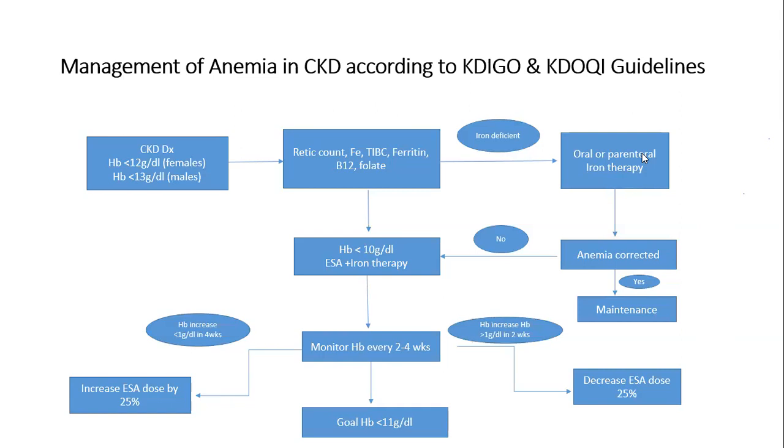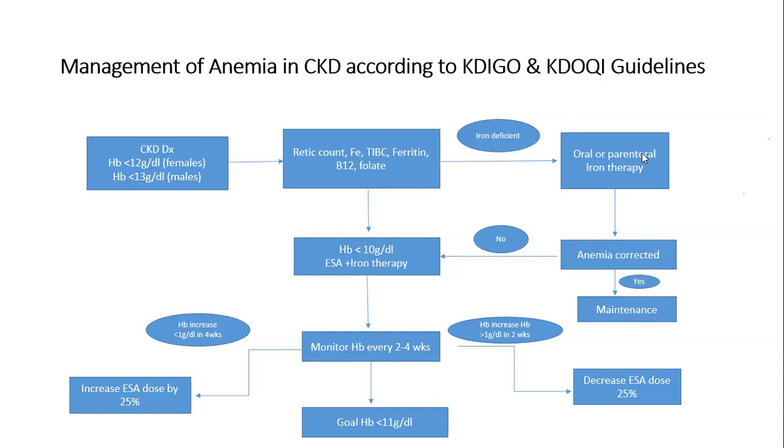If the hemoglobin is less than 10, you start erythropoietin and the iron therapy, right? And you monitor the hemoglobin every 2 to 4 weeks. If the hemoglobin increase in 2 weeks is more than 1 gram, it's too fast an increase in hemoglobin, and you reduce the ESA dose, the erythropoietin stimulating agent dose, by 25%.